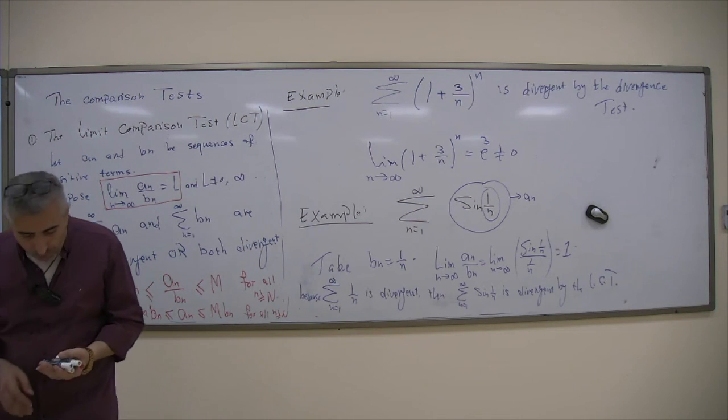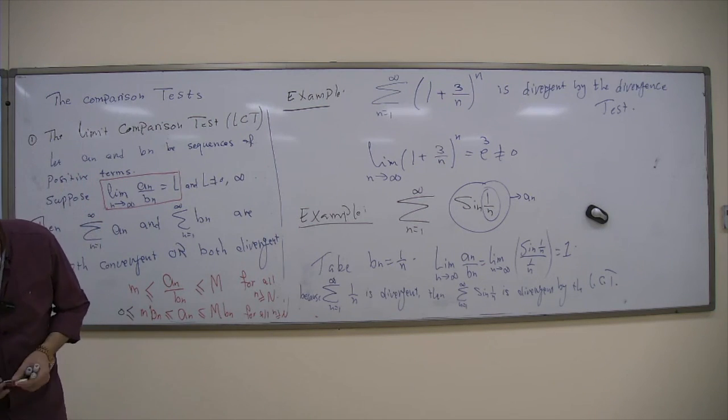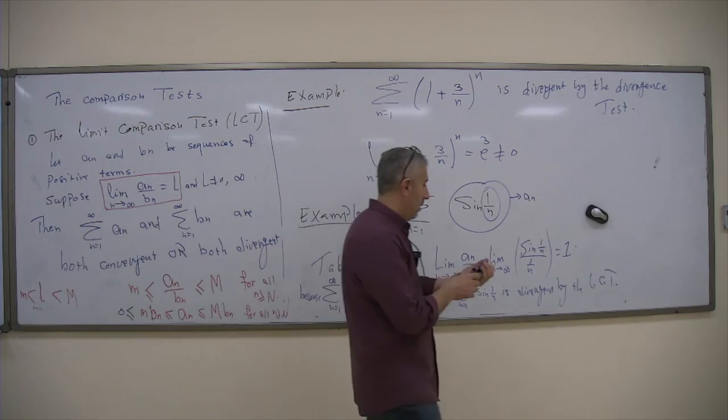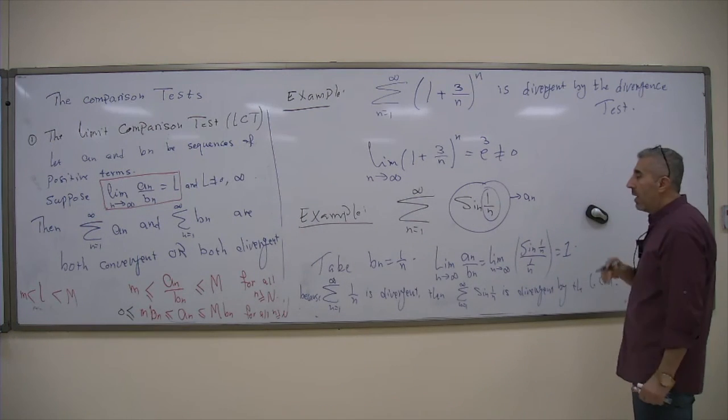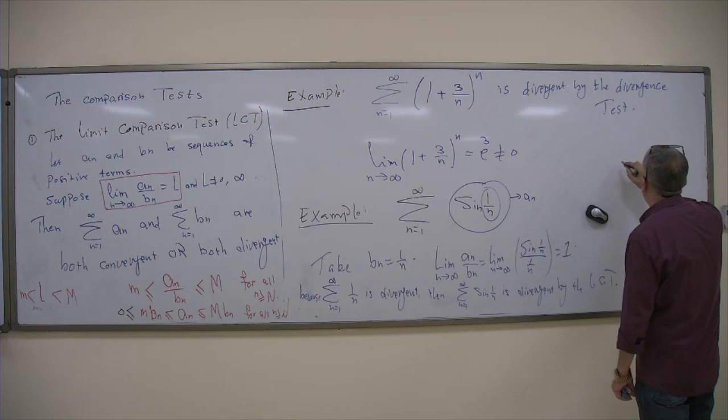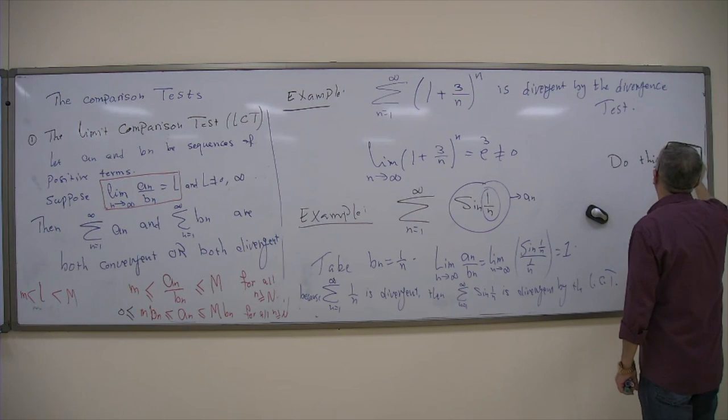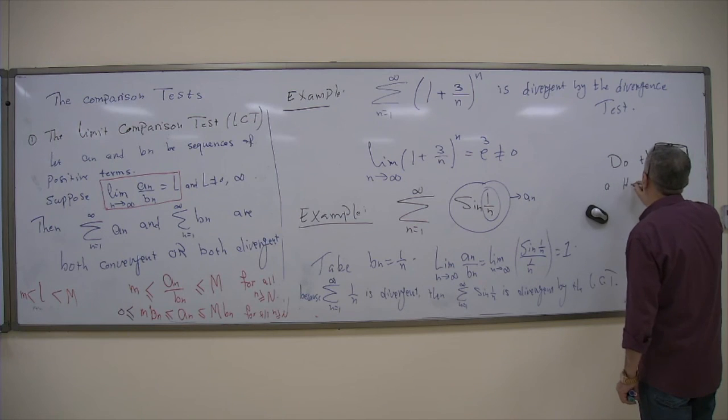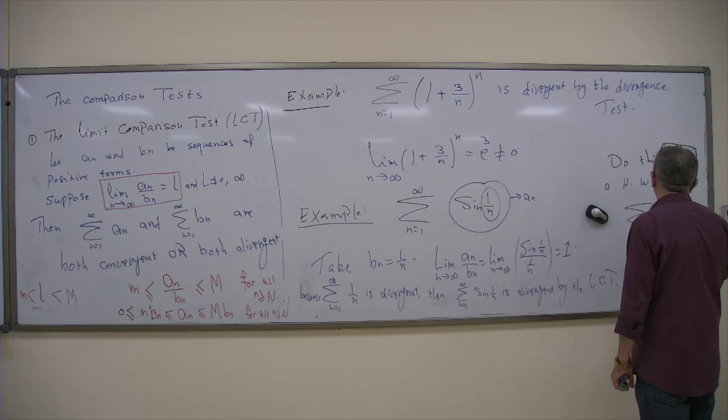Let me ask you to do this one as homework. You have several exercises in your book, but you can do this one. Do this as homework. Summation (e^n plus 1) over (e^n plus 1), n from 1 to infinity.